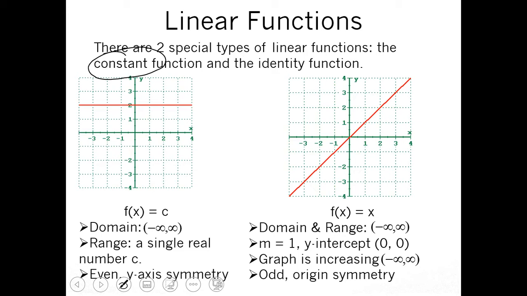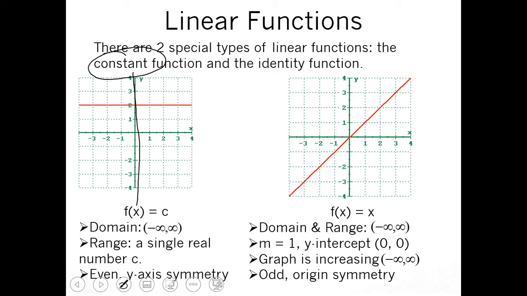The range is always a single real number, whatever the number happens to be. Again, in this case would be 2. Please take note that any of these horizontal lines would be an even function with y-axis symmetry. Y-axis symmetry, of course, means that you could fold the graph on top of itself right over the y-axis.